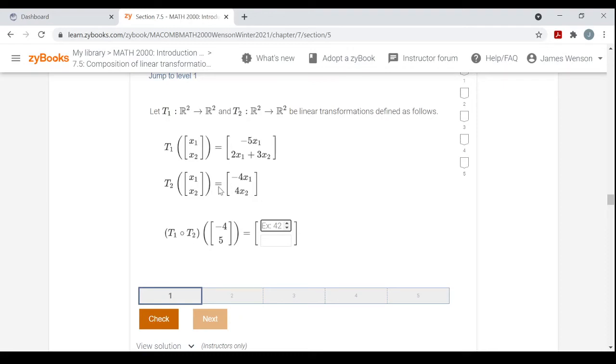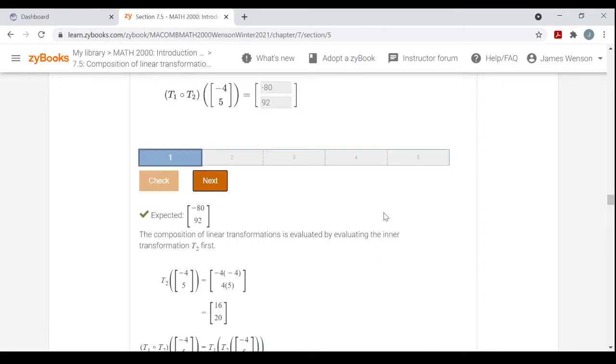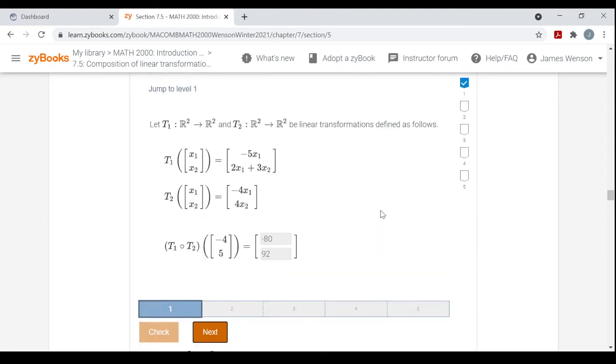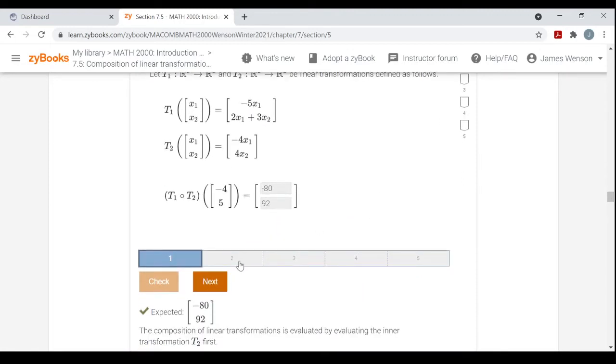And if I do that, I'll get 16, 20, and then apply T1 to 16, 20, and there'd be -80, -5 times 16 for the first component, and then again 2 times 16 is 32, 3 times 20 is 60, 60 plus 32 is 92 for the second component. Okay. So again, that was just a matter of plugging in values, just running through the composition. And let's see what the other levels look like.